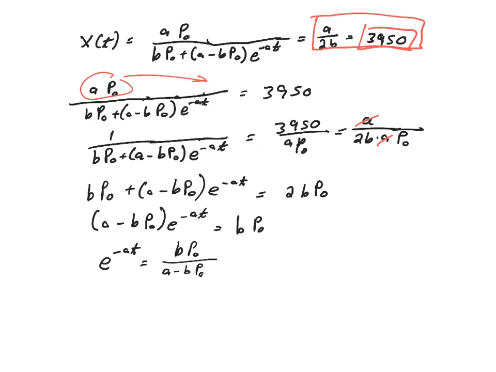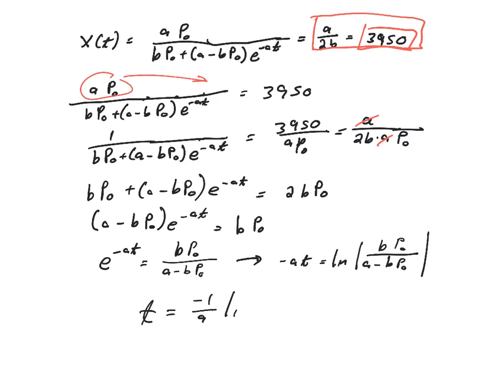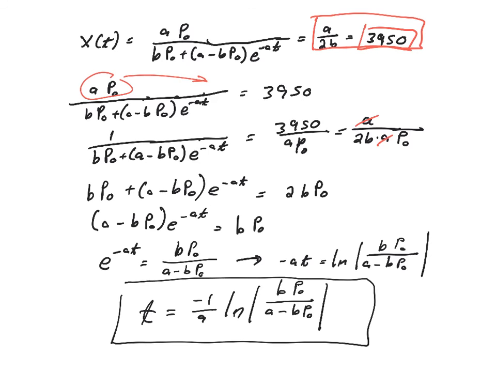And now I'm going to take the natural log of both sides. So now I have negative AT is equal to the natural log of B P naught divided by A minus B P naught. And then just multiply everything by negative A. So I have T is equal to negative 1 over A times the natural log of the absolute value of B P naught divided by A minus B P naught. Now, I'll let you leave all the calculations at home because, well, really that's the hard part.